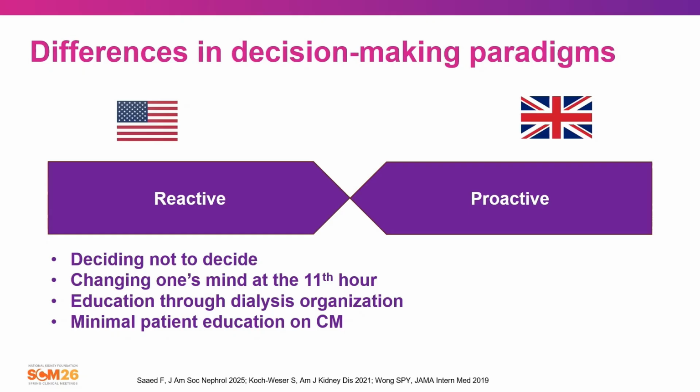The first is that there are major differences between these two countries in terms of our attitudes towards decision making. So in these UK programs I observed, there was a very proactive and intensive approach to decision making and education. Whereas in the US, we have more of a slipshod approach where patients can decide not to decide, or even if patients decide about conservative management, they'll just change their mind at the 11th hour anyway when they get sick. We also tend to delegate our education away to dialysis organizations, which will obviously provide a skewed presentation of the kidney failure options.